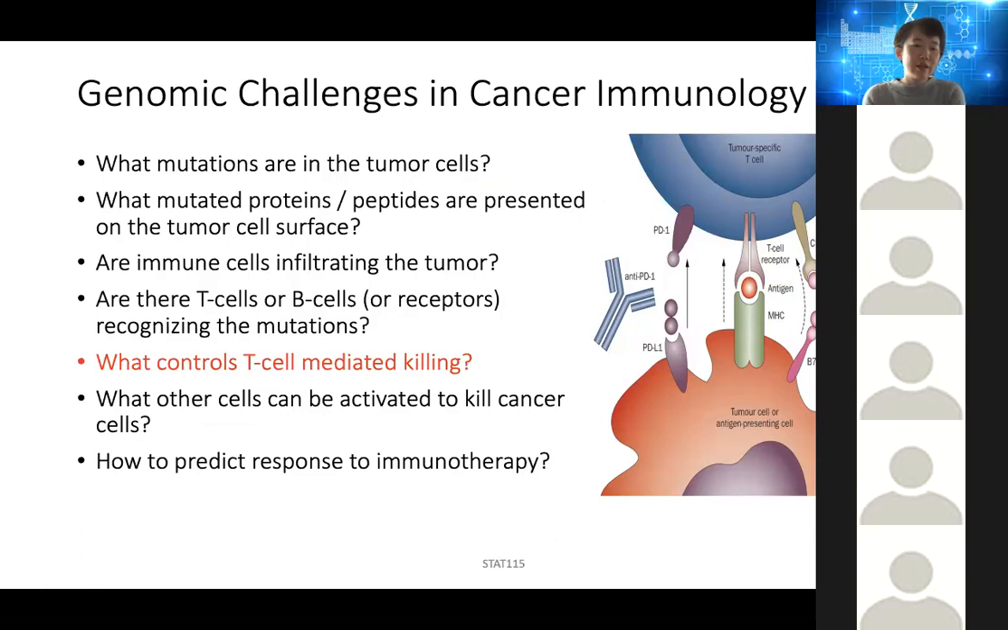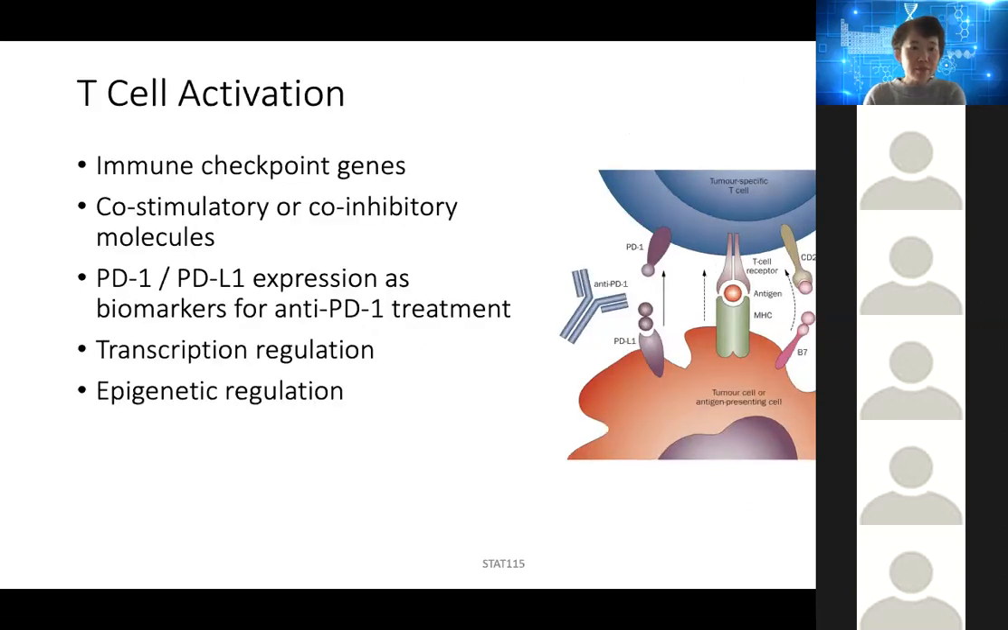The next question is, what controls T cell mediated killing? We mentioned here that T cell receptors are constantly surveying the outside, meaning outside the T cells, to see whether any of the cells they encounter present antigens that are foreign. But after the T cell receptor recognizes an antigen, there are other molecules involved in order for this T cell to be activated.